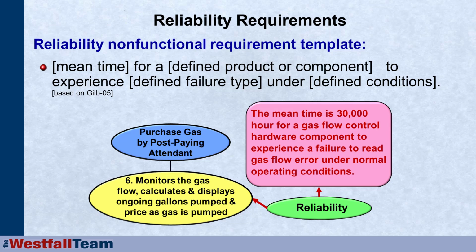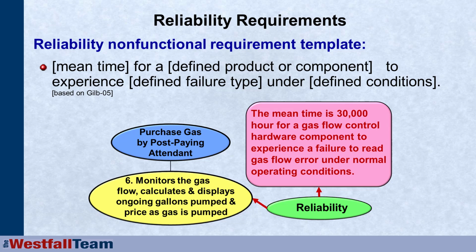So from Gilb's work, I've come up with a template. What's the mean time for a defined product or product component to experience a defined type of failure under, typically, things like under normal operating conditions or under some other special conditions. But obviously, if there's a power outage in the neighborhood, that would not be normal operating conditions. Your system is down, not through any fault of its own, but simply because it's hard to run software without electricity. So we're talking about under normal operating conditions.